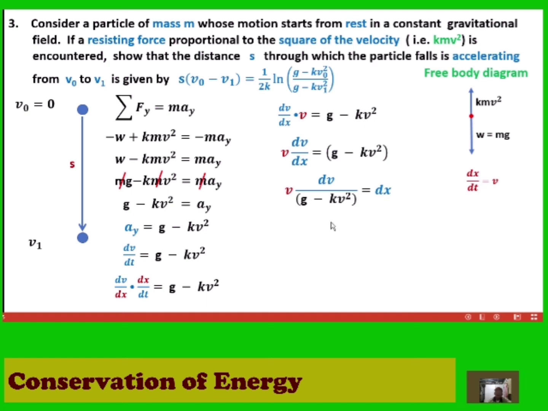So we arrange the variables. This is a separable-variable differential equation. Then we integrate both sides of the equation, taking the integral of both sides as the value of v goes from v sub 0 to v sub 1. We let u equal to g minus kv squared, so that the derivative of u, du, is equal to the derivative of constant g, which is 0, minus the derivative of kv squared, which is 2kv times dv.